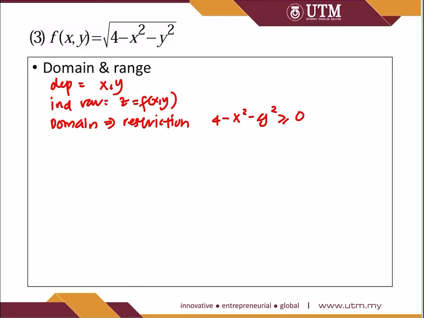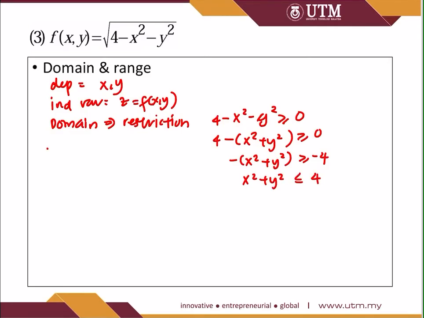We can write it as 4 minus (x squared plus y squared), so it's easier for us to see the pattern. Leave it here, so x squared plus y squared will be greater than or equal to minus 4. So x squared plus y squared is less than or equal to 4. From here we can say that our domain is (x,y) such that x squared plus y squared is less than or equal to 4. That is our domain.